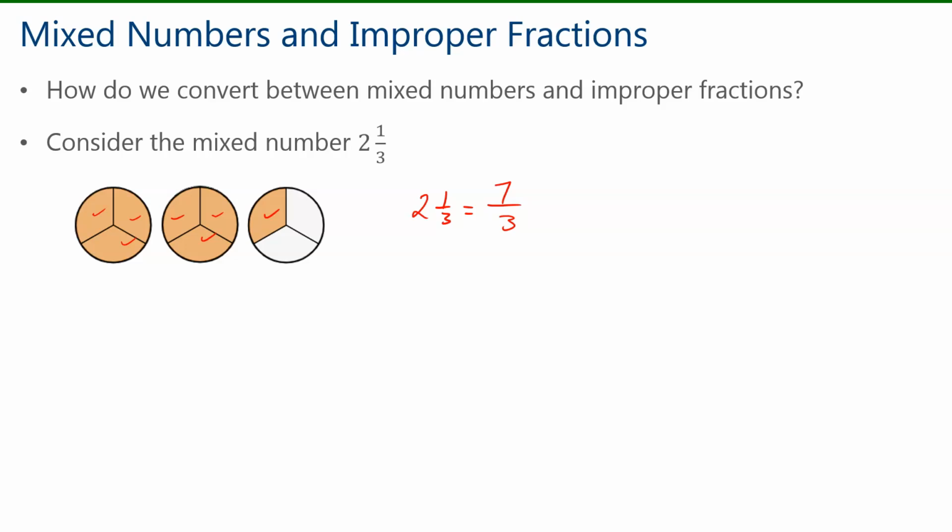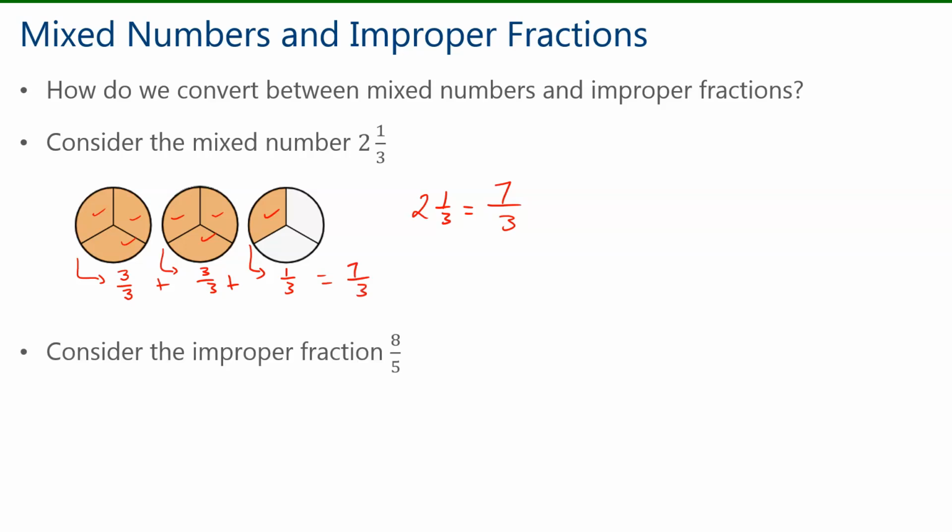Just want to point out here too that I could look at it like this. So for the first whole, that's like a 3 out of 3. The second whole, well, that's a 3 out of 3. And this whole is a 1 out of 3. And if I was to add up all of these, if I combine them all, I get 3 plus 3 plus 1, which is 7 out of 3.